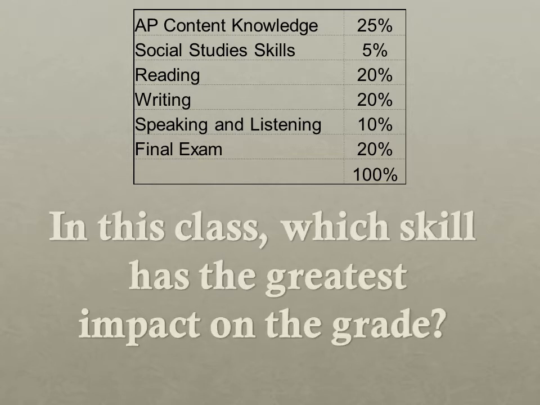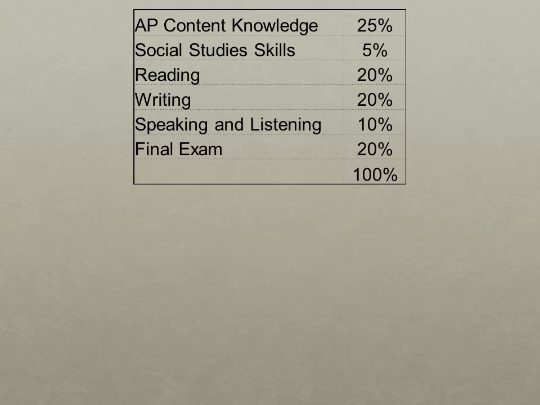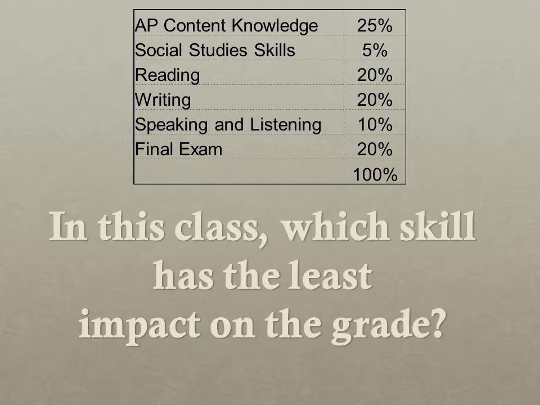In this class, which skill would have the greatest impact on the grade? This is AP Content Knowledge, which is 25% of the grade. In this class, which skill would have the least impact on the grade? And in this circumstance, it is Social Studies skills, which is only weighted at 5%. Remember, weightings are based on the college and career readiness standards.